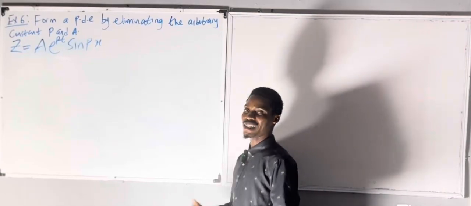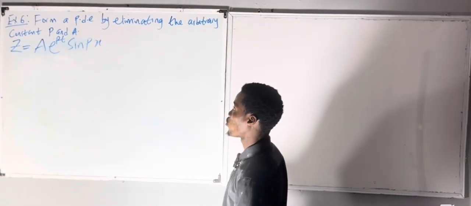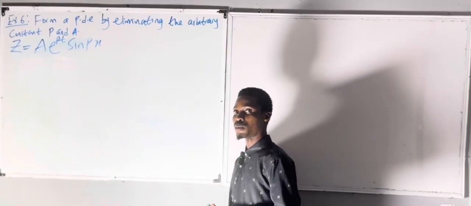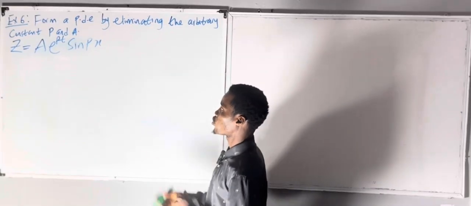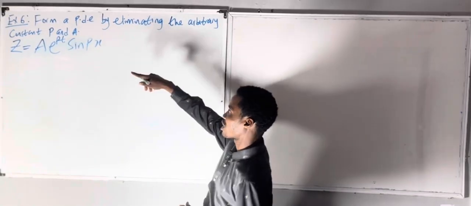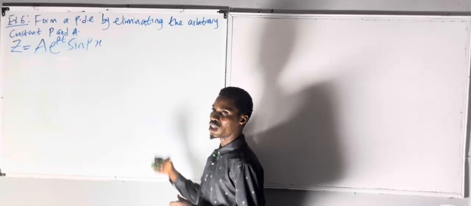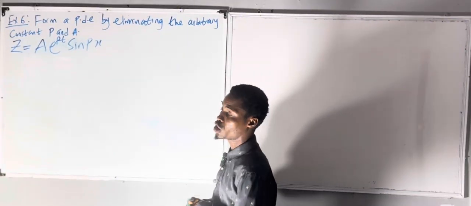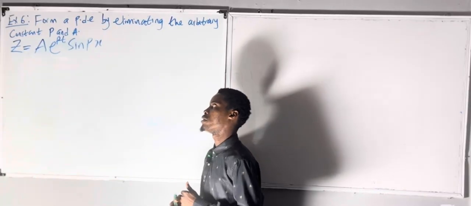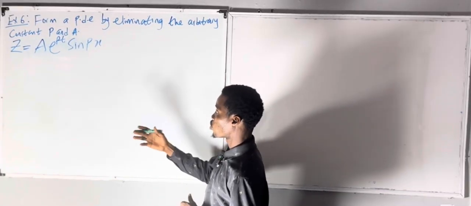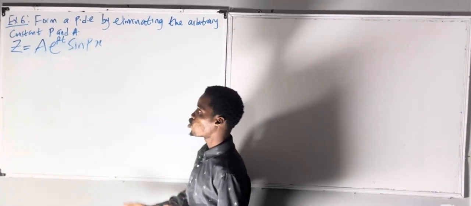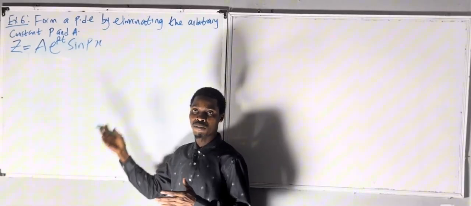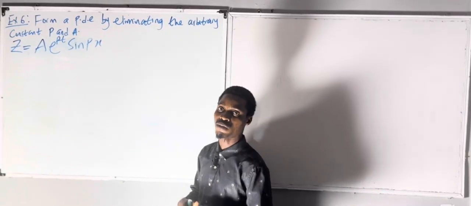So let us consider example 6 on how to form a PDE by eliminating the arbitrary constants. The question says we should form a PDE by eliminating the arbitrary constants P and A in this given relation. We have z is equal to A exponential to the power of pt sin ps. We have to eliminate P and A. How are we going to form a PDE by eliminating the arbitrary constants from this given relation?